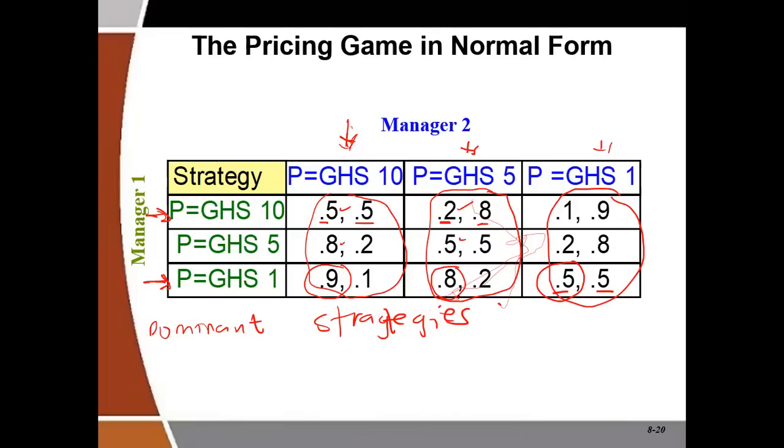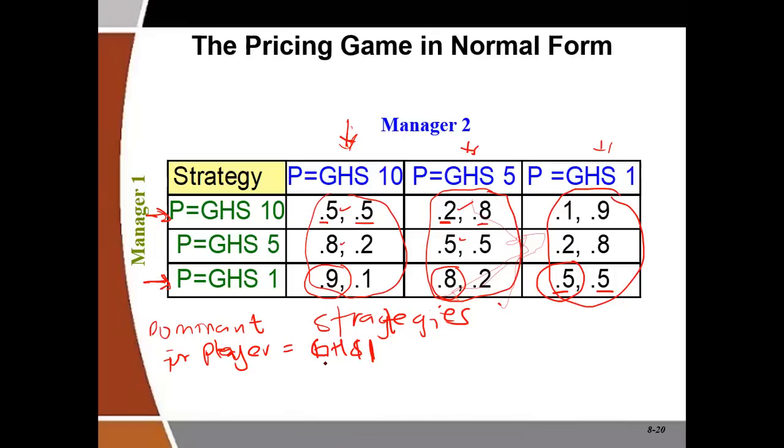So looking at this, what it means is that whatever player 2 plays, player 1 is better off by playing 1 cedi, okay? So it means that the dominant strategy for player 1 is to play 1 cedi. Now let's examine the dominant strategy for player 2.